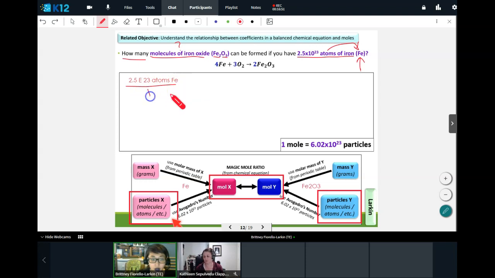Yep, we're going to put it all over the number 1. Beautiful. In the next step, I want to get rid of atoms of iron, so where does it need to go? Yes, always, always, always, we put it on the opposite side of the fraction, which in this case would be the bottom of the fraction. So atoms of iron on the bottom.